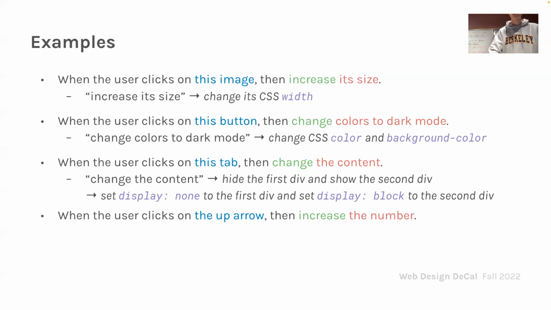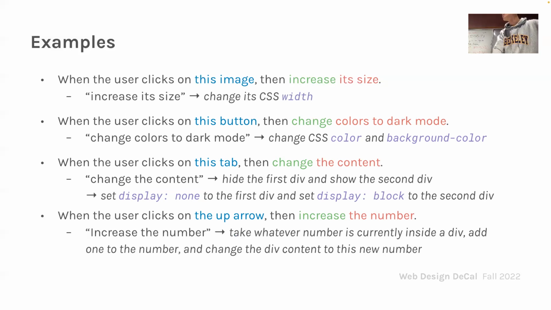And the last one, I'll just give it because it's kind of hard, but if the user clicks on an up arrow, we increase the number. Basically, what we can do is grab the number that's inside a div in the HTML file, add 1 to it using JavaScript, and then change the div to this new number. So basically updating these values and then displaying that.